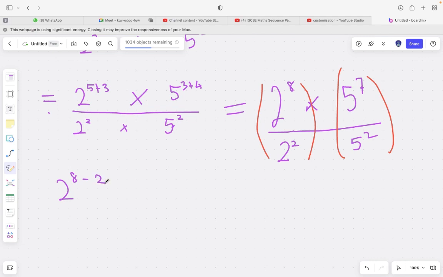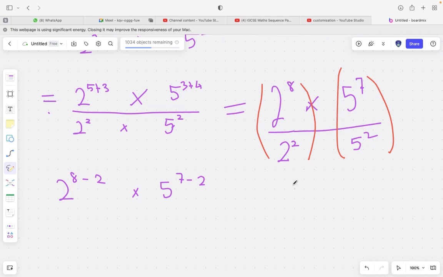You understand? I just jump a step. This divided by this. Is that okay? And then times, this will be 5 to the power of 7 minus 2. Second law. I apply second law to this, second law to this. Because I cannot apply first law, numerator and numerator, and then denominator and denominator. No, because they don't have same base.